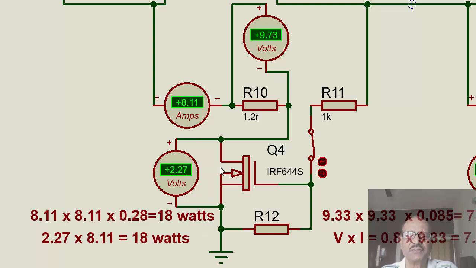Once I give the gate drive, there is a voltage drop of 2.27 volts and the current is 8.11. So I squared R, 8.11 squared into 0.28, which we saw from the data sheet, is equal to 18 watts. The same with the voltage drop across this and the current, V into I, is equal to 18 watts. So you can see the large difference across different types. The higher the voltage rating, the higher the RDS. That is the conclusion we can draw.